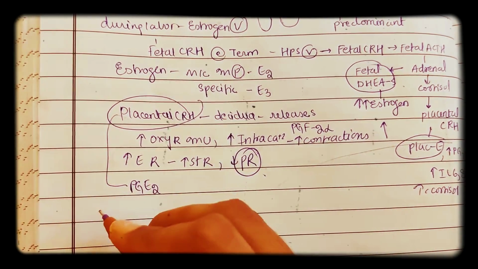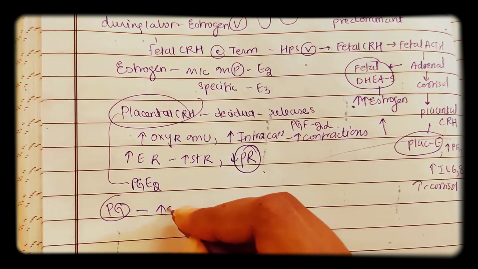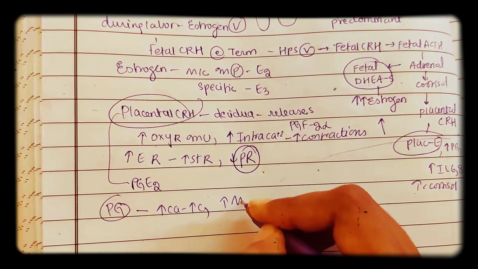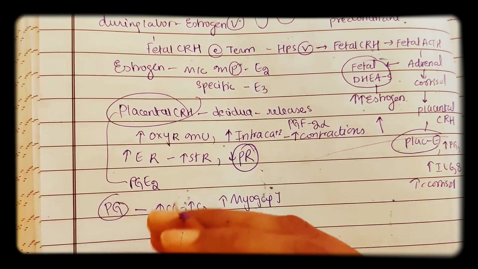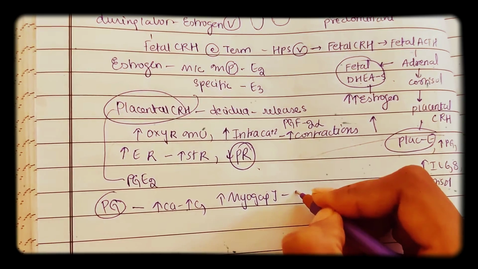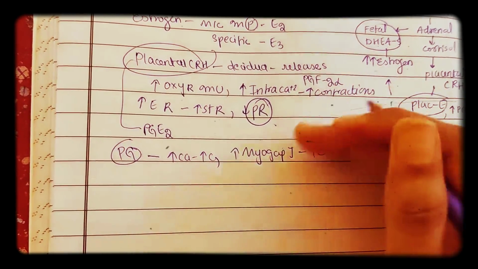Okay, so now let us see about prostaglandins. Prostaglandins increase intracellular calcium, so they increase contraction, and they also increase the myometrial gap junctions. So what happens if myometrial gap junctions increase? They will lead to coordination of uterine contractions. So that is also nothing but an increase in contractions.